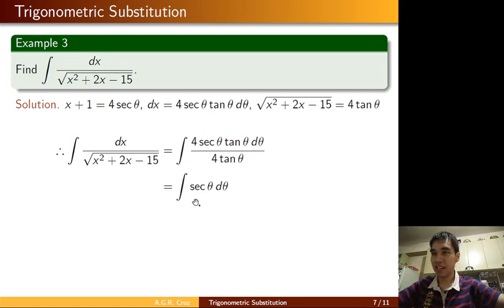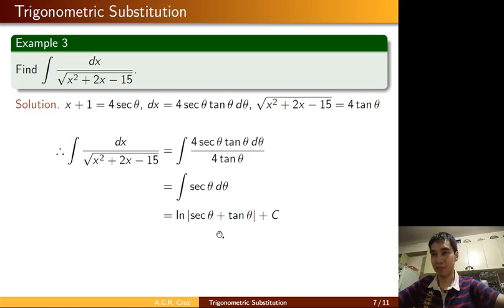And what is this equal to? What is the antiderivative of secant theta? Just recall from a result in Math 21, this is equal to the ln of the absolute value of secant theta plus tangent theta plus c. So if you forgot what the antiderivative of this one is, then I suggest you catch up by watching the corresponding YouTube video. This should appear in the YouTube videos before. Okay? So the integral of secant theta d theta is equal to this one.